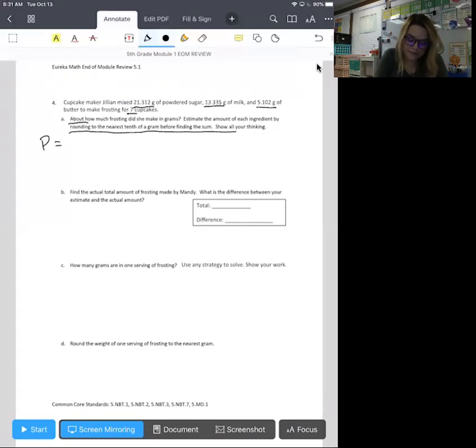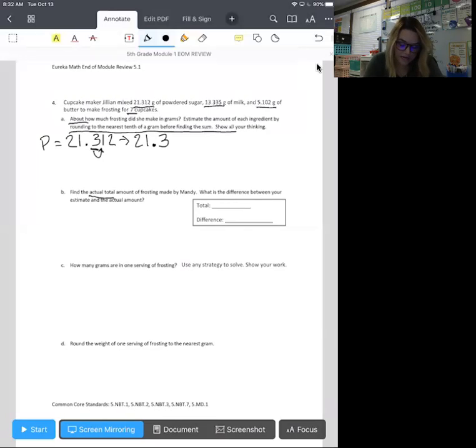And if I'm rounding this number, 21.312, to the nearest 1/10, I'm looking at the next number over. 3 is going to round down, or is going to stay the same. It'll end up 21 and 3/10. All right, so you'll do that for the next 2 numbers, for the milk and for the butter, and then add them together. B, you're finding the actual total, so you're going to add all 3 of the actual numbers together.